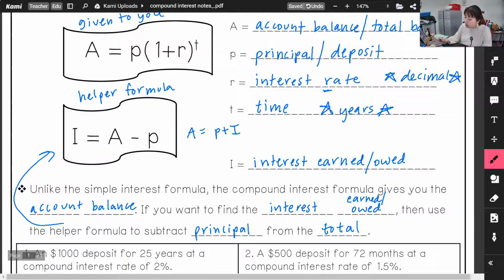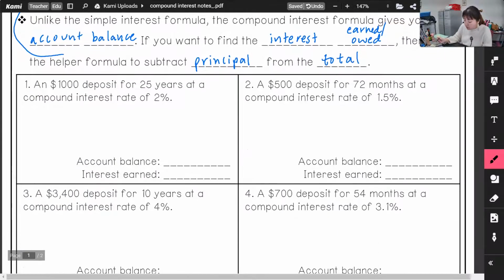All right, so let's take a look at some practice problems. Okay, number 1 here, it says a $1,000 deposit for 25 years at a compound interest rate of 2%. Okay, so we have here the word deposit. That tells us that this is P. 25 years, when you see years, that's time. So this is T. And then it even says rate of 2%, so this is R.